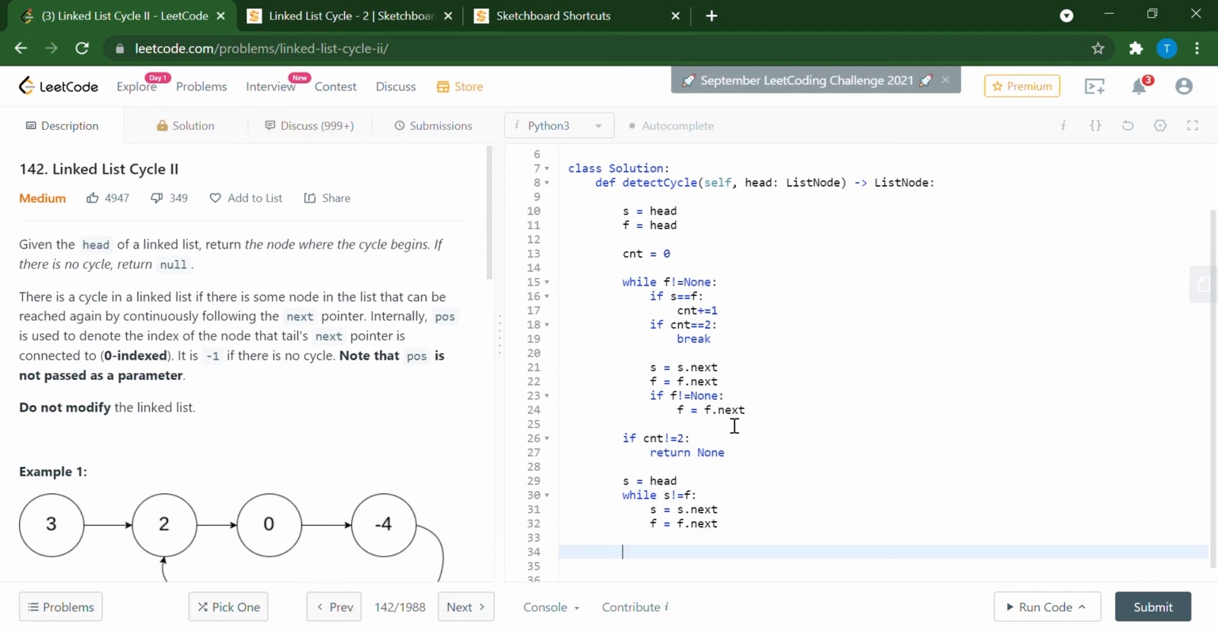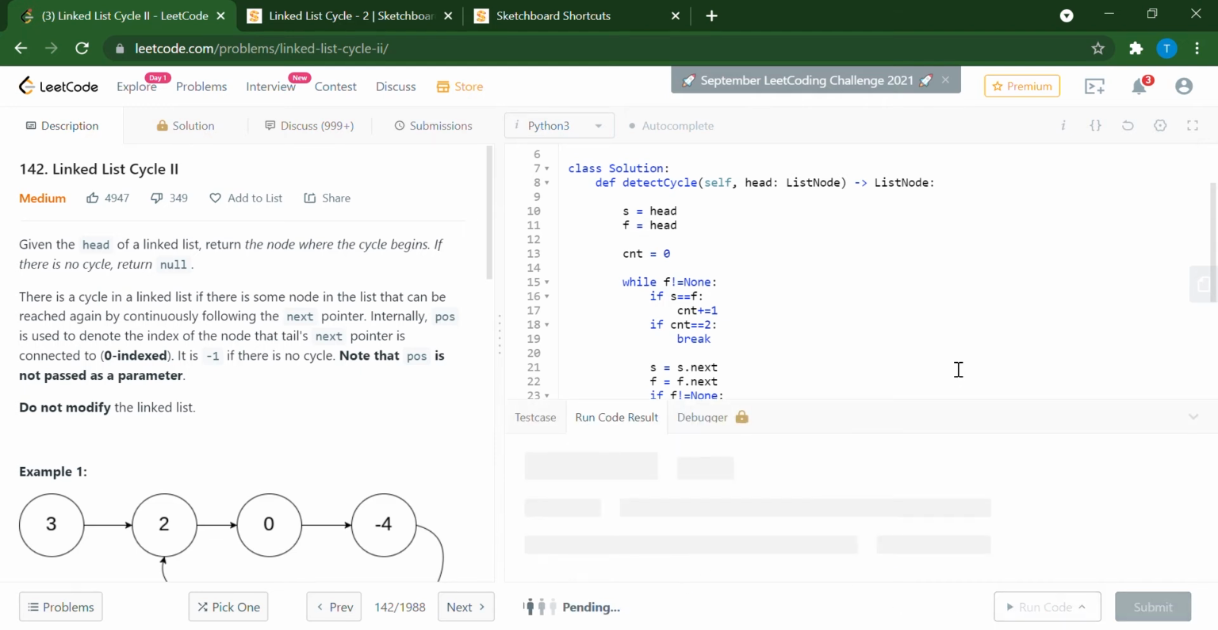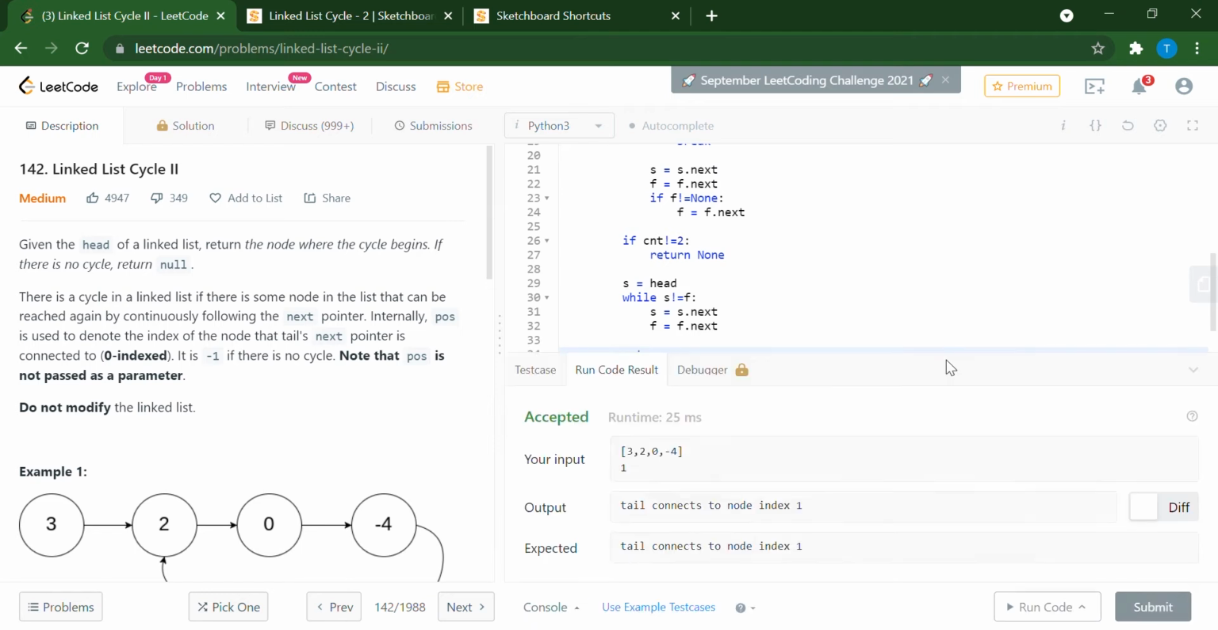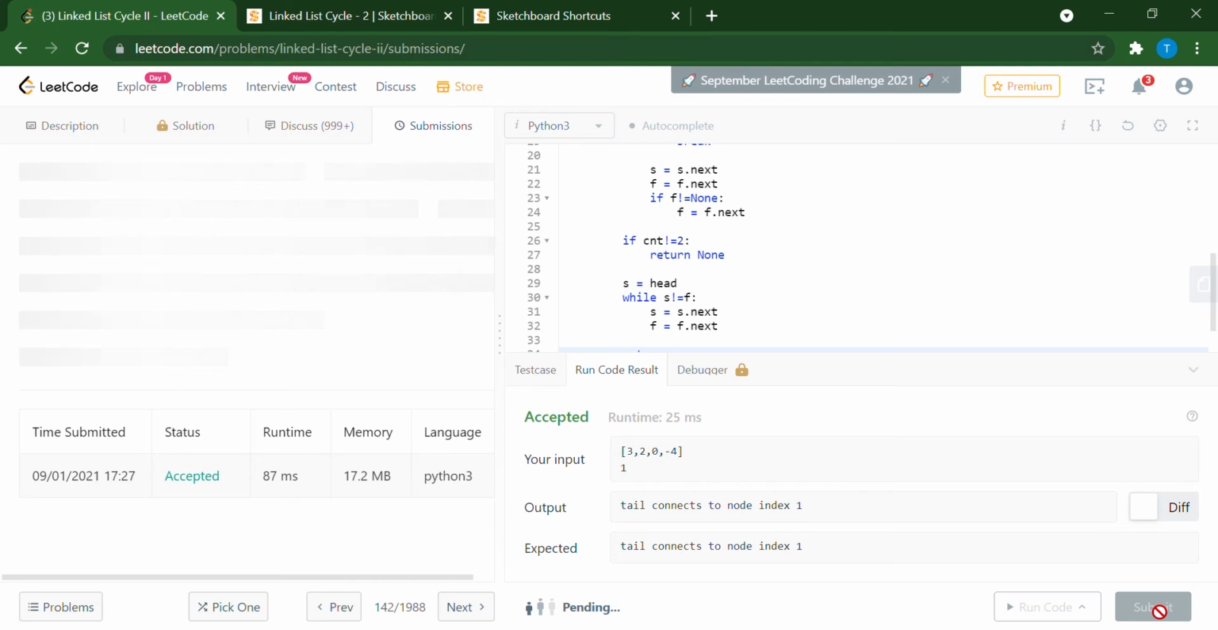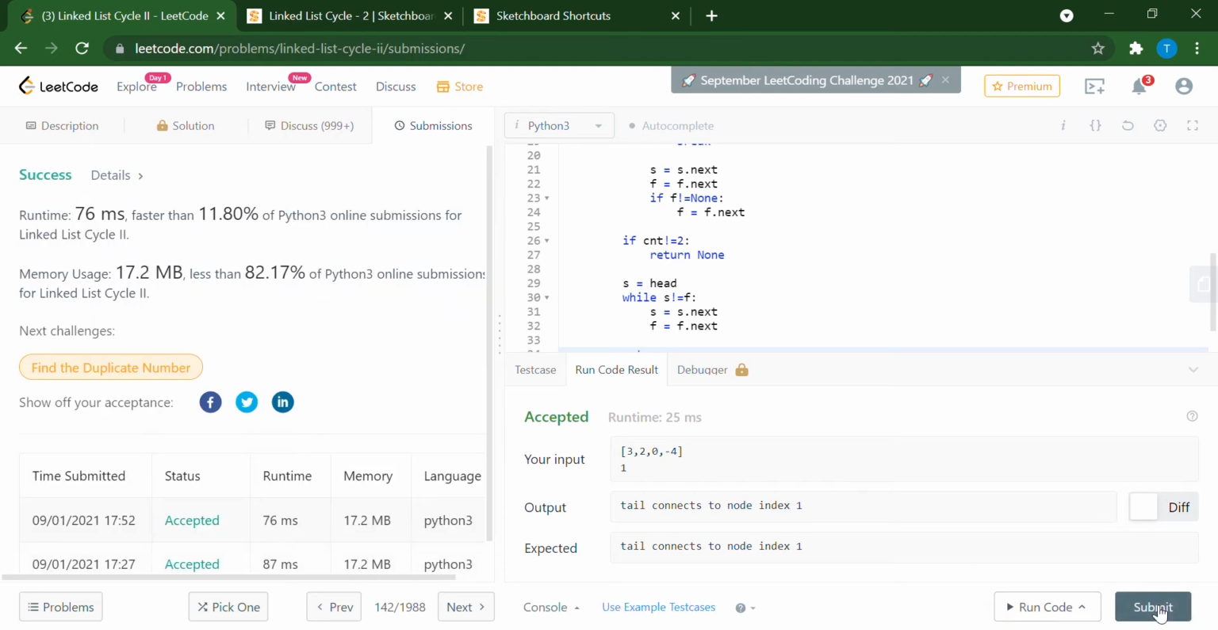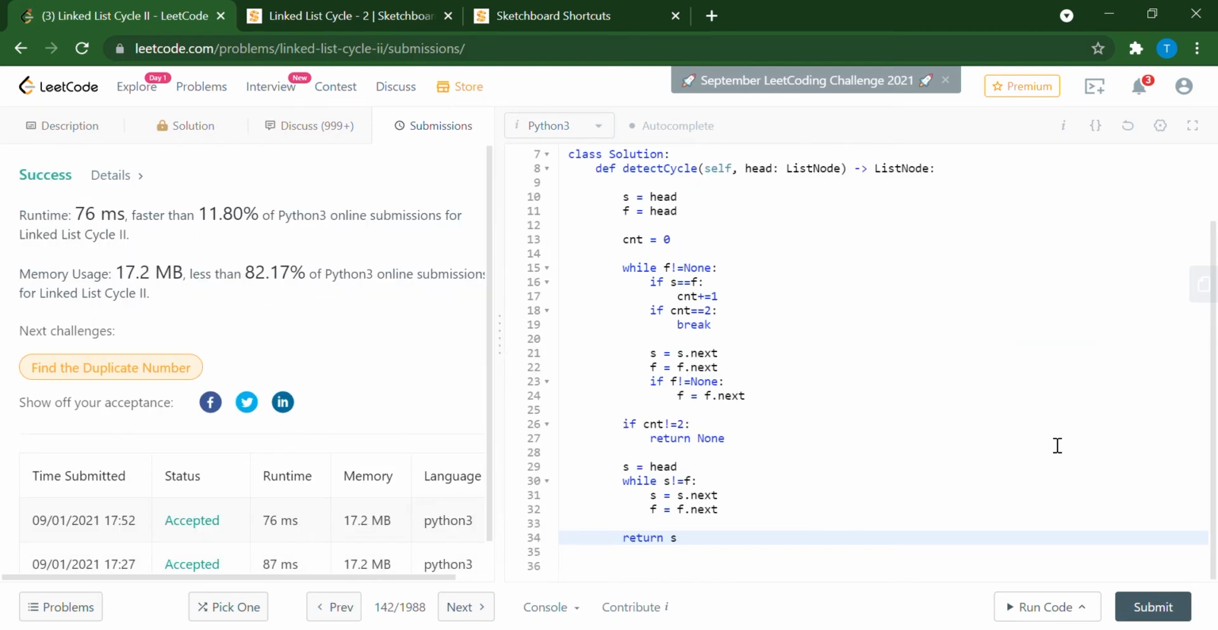In the end, when this loop terminates, the node that both of these pointers are pointing to will just be the node that represents the start of the cycle in the linked list. So I can just return any of them, return s or return f, anything works. Let's just run this once to see if it works or not. Yeah, surely it works. And let's just submit it. Great. So this solution works, and it works in linear time with constant space usage.